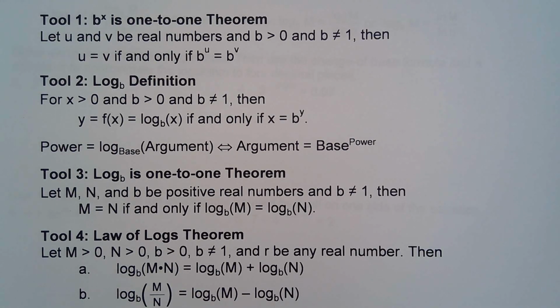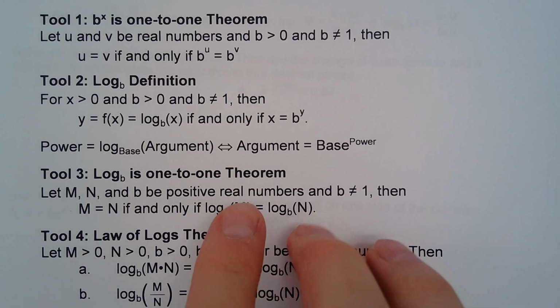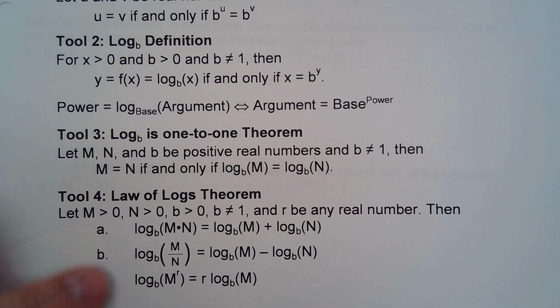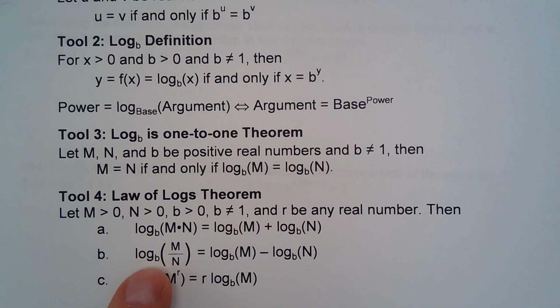We have a tool that log functions are one-to-one. Let m, n, and b be positive real numbers, b not equal to 1. Then m equals n if and only if log base b of m equals log base b of n. So we can set the arguments equal to each other. And then we have our properties or laws of logs: the product rule, the quotient rule, and the power rule that we talked about before.